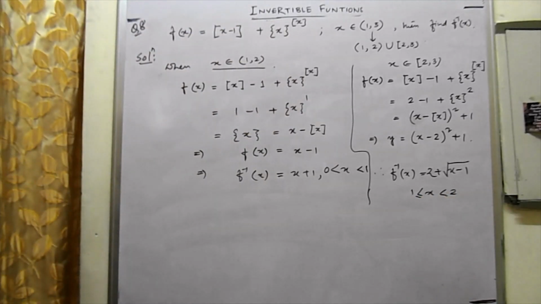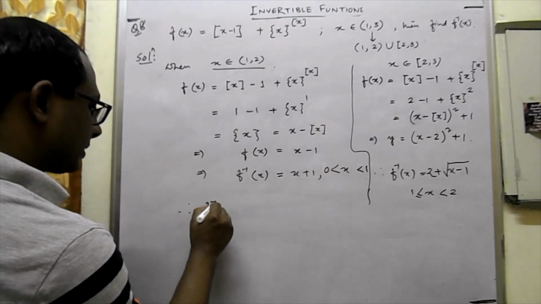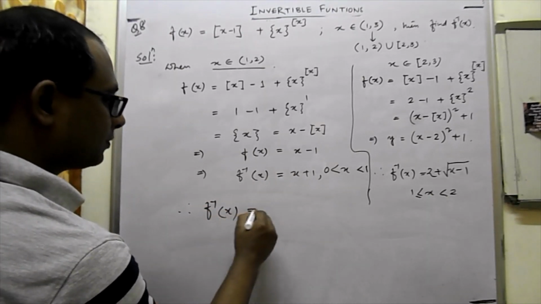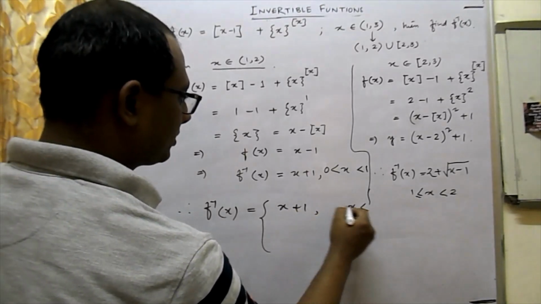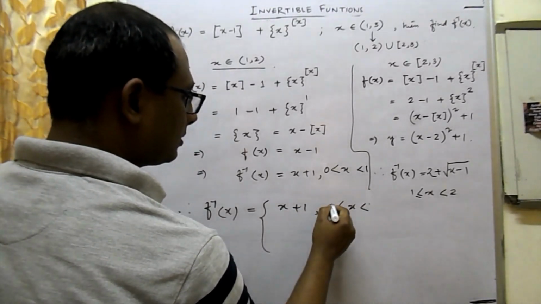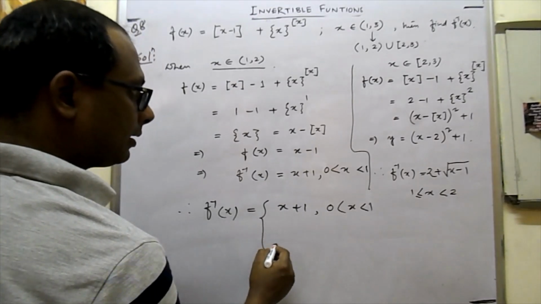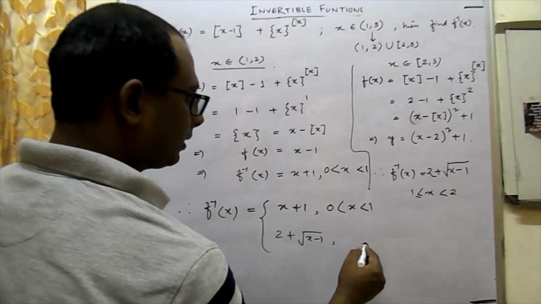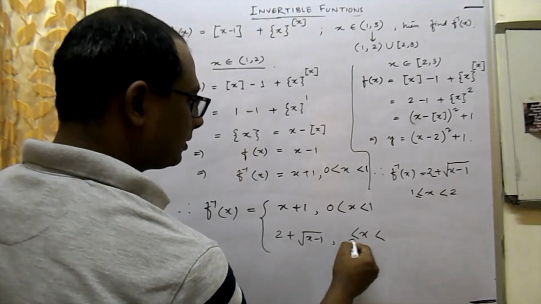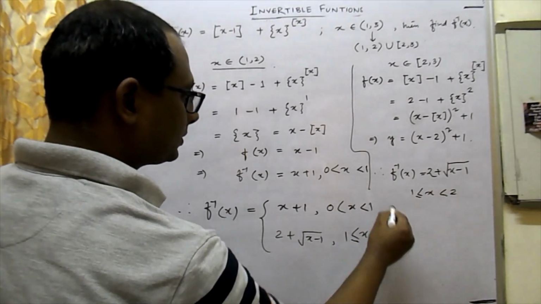Okay? Therefore, finally, f inverse of x will club both these results: x plus 1 when x is lying between 0 to 1, and 2 plus square root of (x minus 1) if x is lying between 1 to 2, is the answer.